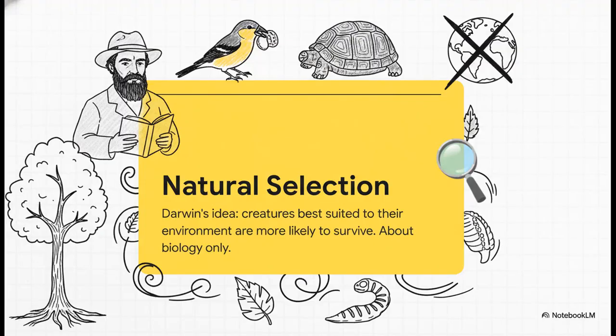So, you've probably heard of Charles Darwin. He studied all kinds of animals, like birds and tortoises, and he came up with this idea called natural selection. It's pretty straightforward. Creatures that have traits that help them survive in their environment, say a bird with a really strong beak that's perfect for cracking nuts, are more likely to live long enough to have babies and pass on those helpful traits. Now, the crucial thing to remember here is that Darwin was only talking about biology. This was about plants and animals, not people and society.